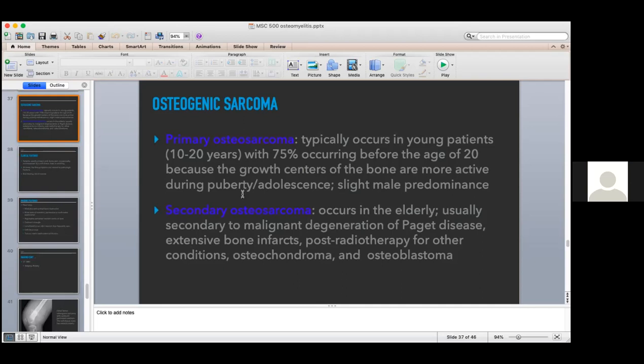Secondary osteogenic sarcoma occurs secondary to another bone lesion that was there. So either the patient had Paget's disease, had extensive bone infection, the patient has had radiotherapy for whatever reason, either Hodgkin's lymphoma, for example, or they've had osteochondroma or osteoblastoma.